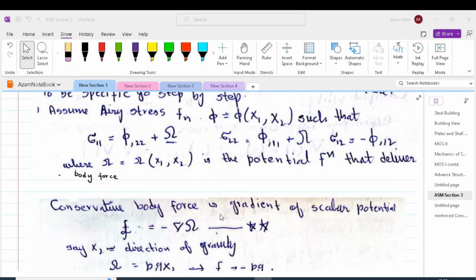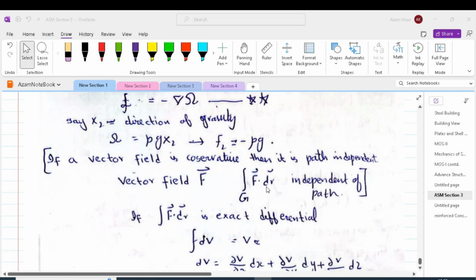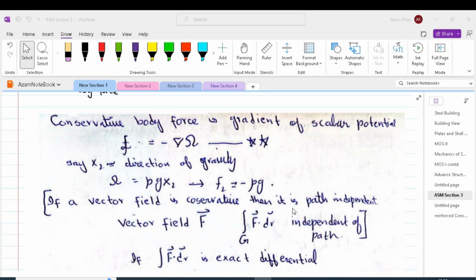The conservative force is defined as the negative gradient of a scalar potential. Thus, if we have a vector field F and we try to move the body in that field by a differential displacement dr, then F dot dr is independent of path. For example, gravity field is a conservative field. So the work done by gravity on an object when the object is moved between any 2 points in space is independent of the path taken.